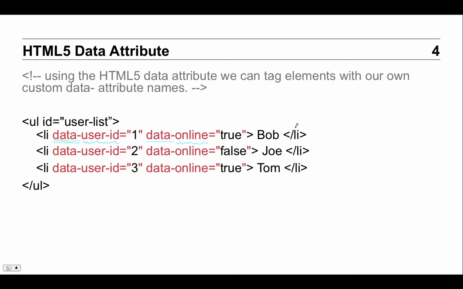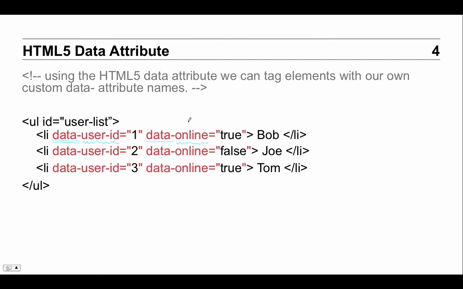So here in these list items, I have the names Bob, Joe, and Tom, and those can correspond to a user ID. So Bob has a user ID of 1, Joe has a user ID of 2, and Tom has a user ID of 3. And I've also filled in the information whether they're online or not. So here I'm saying that it's true that Bob is online, it's false that Joe is online, so Joe's actually offline currently, and Tom's online is set to true.